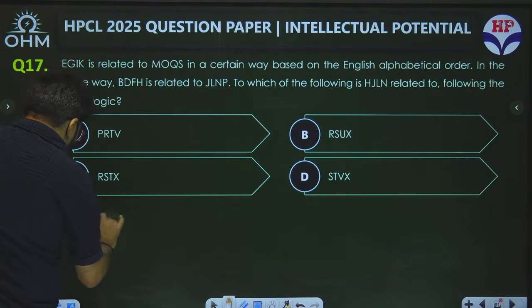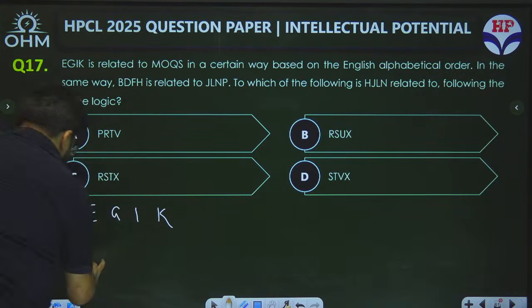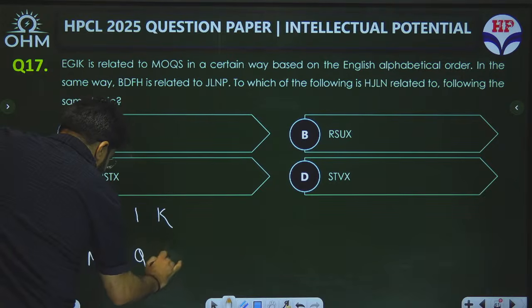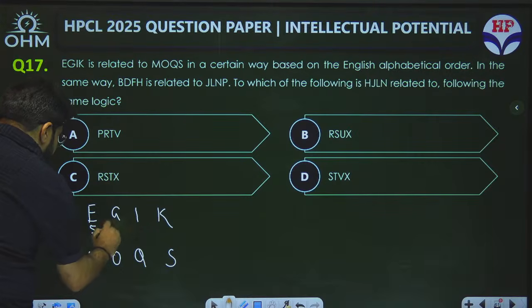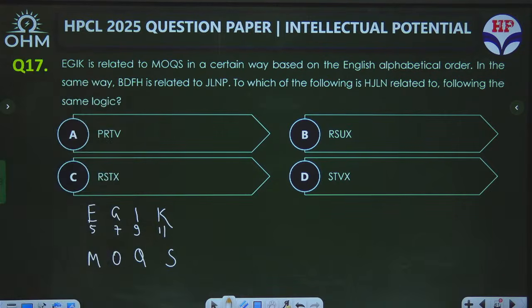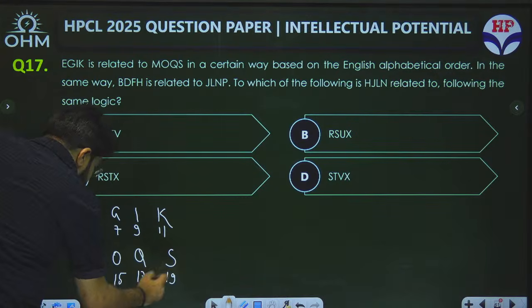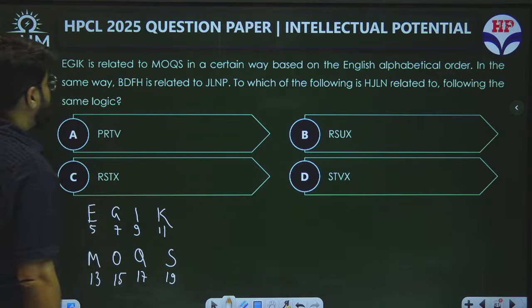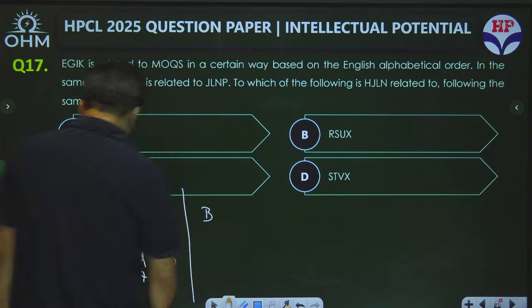E, G, I, K. Okay, MOQS. If I go with positioning, E is 5, G is 7, I is 9th, K is 11. So 5, 7, 9, 11, it alternates. Here it is 13, then 15, then 17, then 19th, which is S. Now similarly, the next combination given is BD.